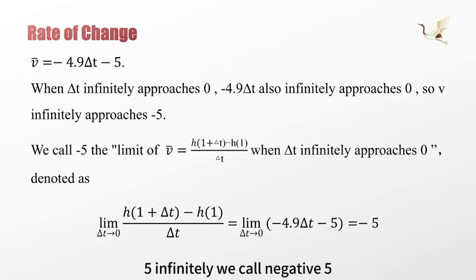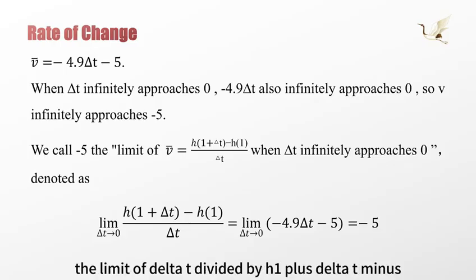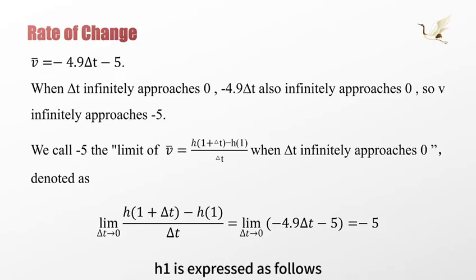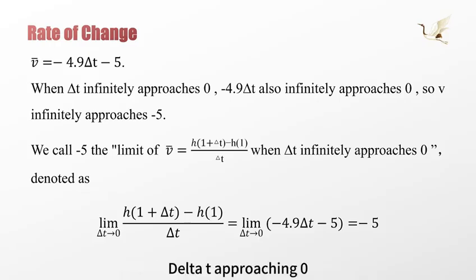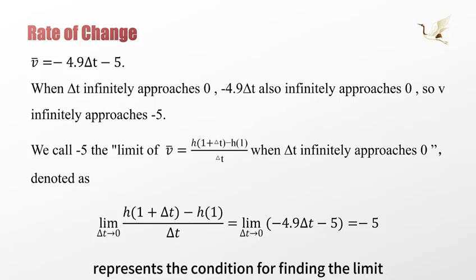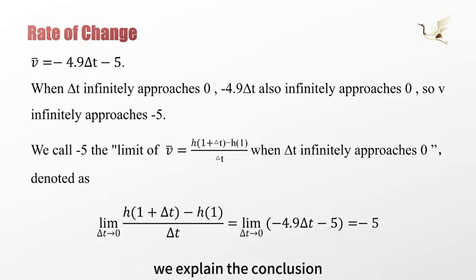We call -5 the limit of [h(1 + delta t) - h(1)] divided by delta t when delta t approaches 0 infinitely, expressed as follows. Among them, lim represents the operation of finding the limit of this expression, and delta t approaching 0 represents the condition for finding the limit. We explain the conclusion we just obtained through calculation from a more rational perspective.